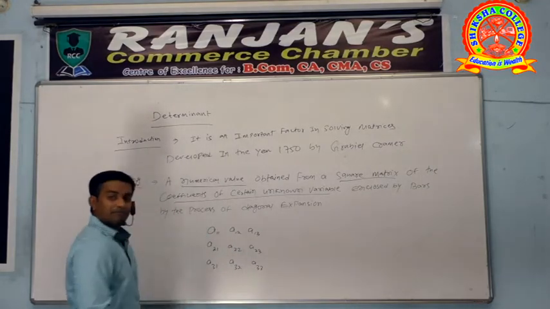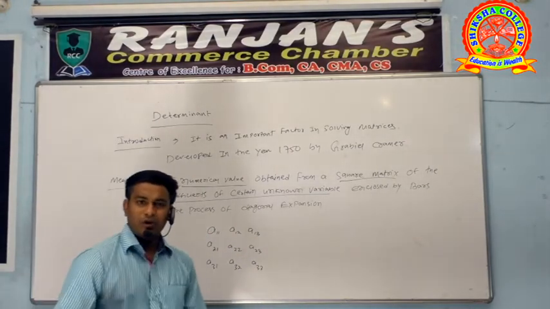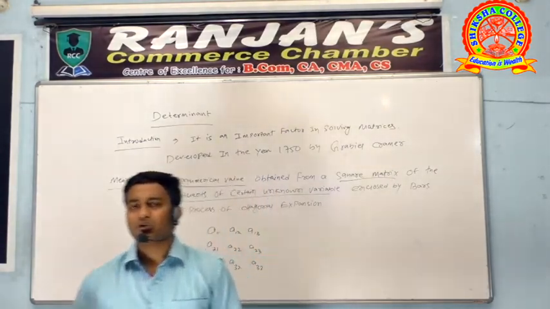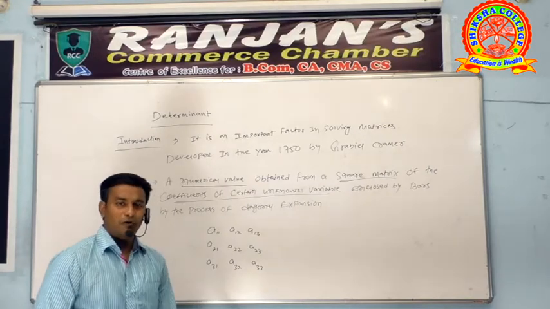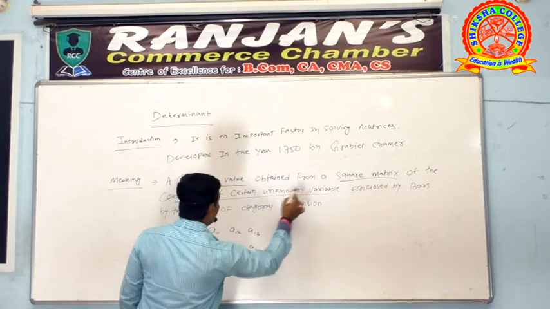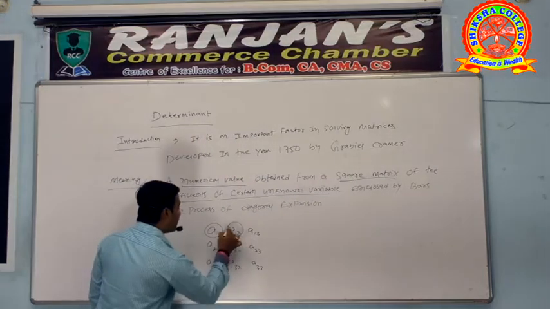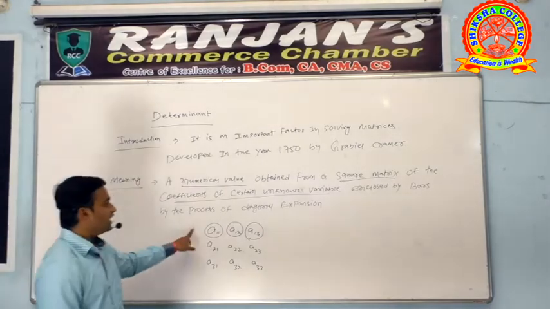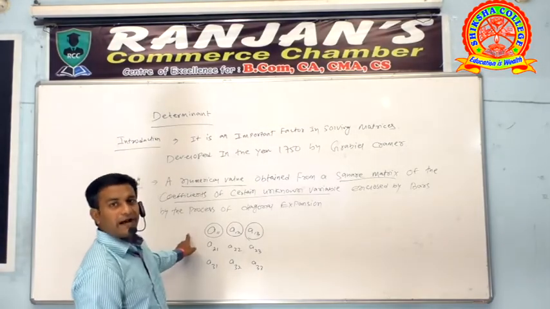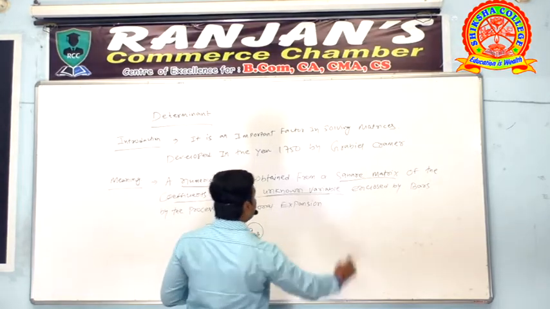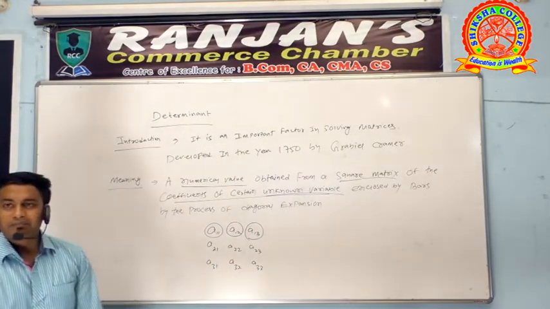So that is a square matrix, students: equal number of rows and equal number of columns. It may be 2 by 2, 3 by 3, or 4 by 4. Clear? So it is a square matrix. So these are the coefficients of unknown variables, and we can find the determinant of each and every one.